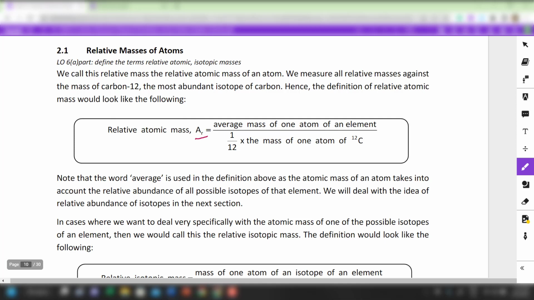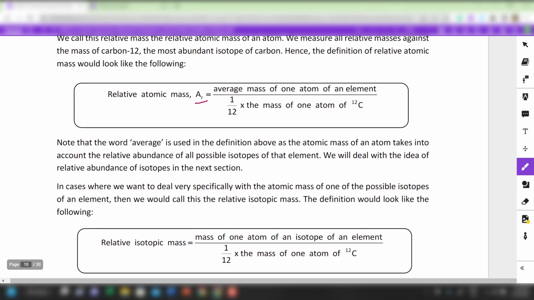So remember this is the average mass of one atom of an element to that of 1/12 the mass of one atom of carbon-12. Okay, so this is very, very crucial. Why is average being used here? Because we take into consideration the relative abundance of all the possible isotopes of that element. Again, all known isotopes. Of course, there are some not yet discovered, but when they are discovered, the values will change slightly.